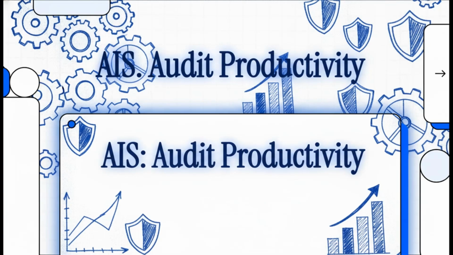Welcome to the Explainer. Today, we're jumping right into a really fascinating development in the world of risk and assurance. We're looking at a platform called Assistant Information Security, or AIS for short. We're going to explore exactly how this system acts as a strategic solution to massively boost your audit productivity.